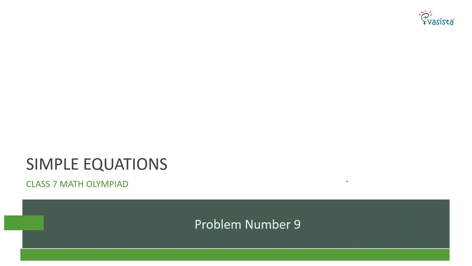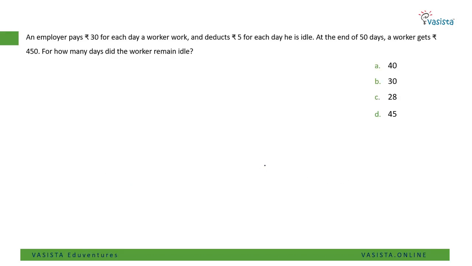With the problem number 9 here, the question is that an employer pays rupees 30 for each day a worker works and deducts rupees 5 for each day he is idle. At the end of 50 days, a worker gets rupees 450. For how many days did the worker remain idle? So we are supposed to find the number of idle days of a worker.